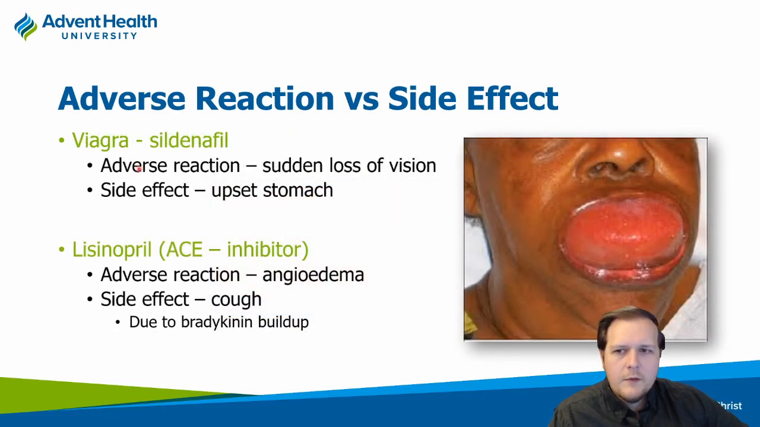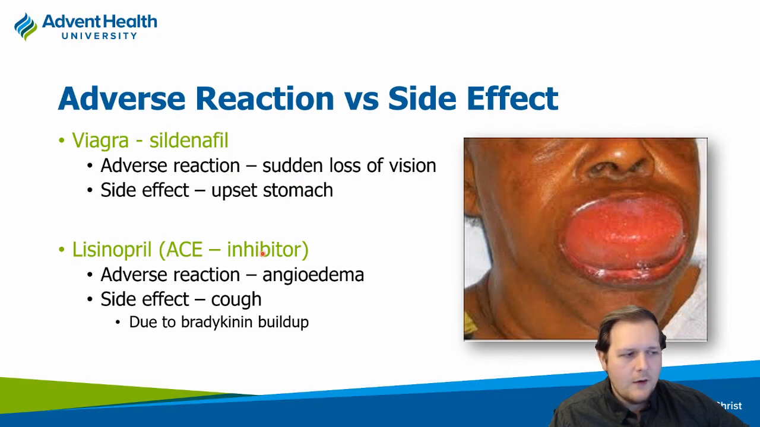Some other good examples of this. There's a drug called Viagra, otherwise known as sildenafil, the generic name here, typically used for erectile dysfunction. A side effect, they get some upset stomach. It has to do with it causing smooth muscle relaxation on the lower esophageal sphincter, causing some heartburn. Adverse reaction, sudden loss of vision. I'd say that's a lot more significant. This is sometimes irreversible. That sounds more problematic than just having an upset stomach, right?